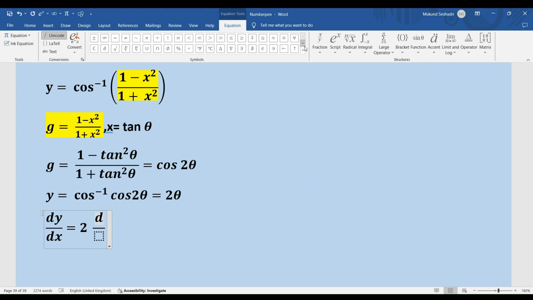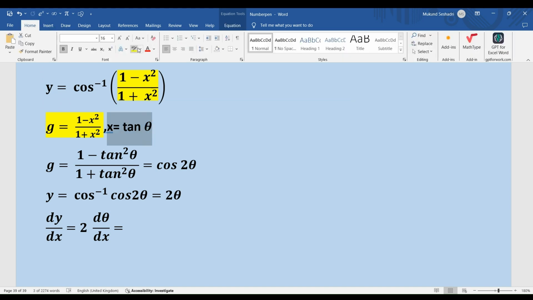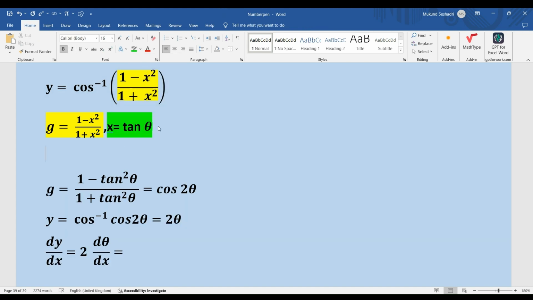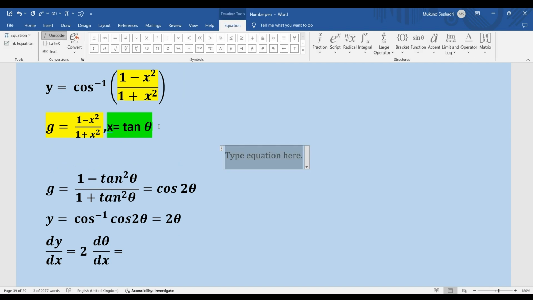And where do I go for my d theta by dx, right? So my d theta by dx is nothing but, I go back to this original substitution. Let me highlight it. Maybe I'll use a green color. So this is my x equals tan theta. I go to the next step and I differentiate on either side, right? So my d by dx of x equals 1. And then my d by dx of tan theta, I apply the chain rule.